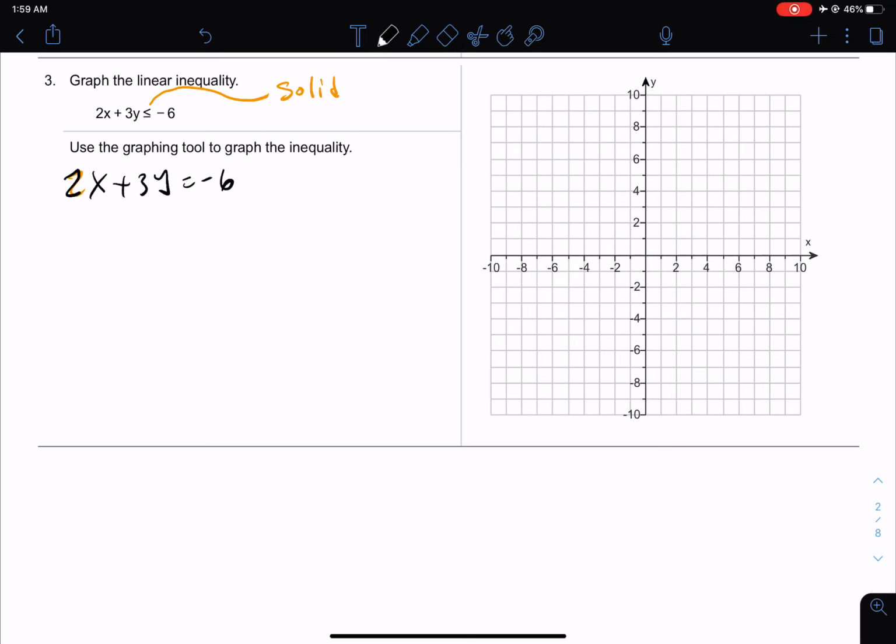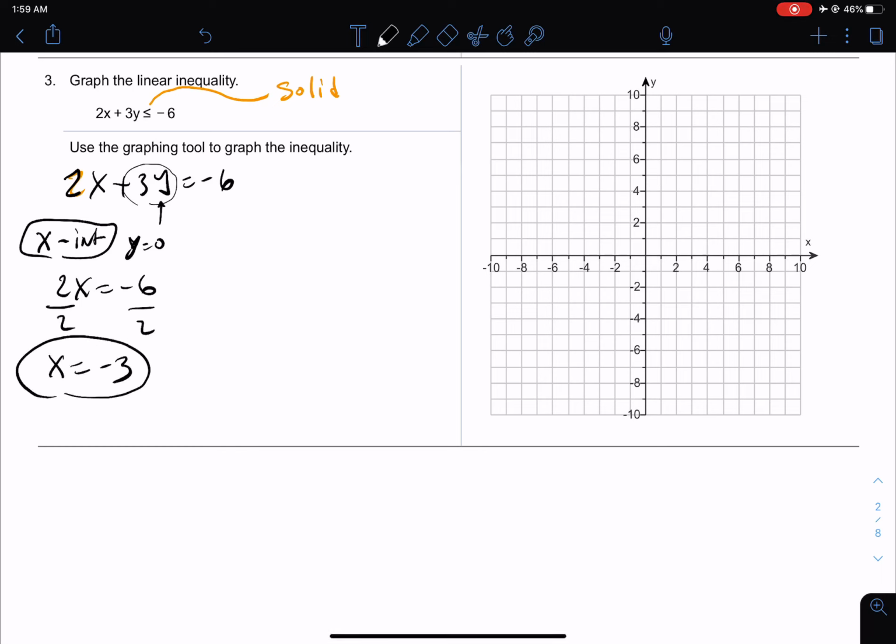Now, on a lot of these, what I would recommend is just to put it in slope-intercept form, because we're so good at graphing that. I do want to show this technique of using x and y intercepts, because that is also another way you can do this. So let's do this one. Probably the rest of them I'll just use slope-intercept form. But x-intercept: if I want my x-intercept, you have to set y equal to 0. And when you set y equal to 0, this whole term just becomes 0, and we're left with 2x equals negative 6, divide by 2, and we get x equals negative 3, right? And so that's nice, because our x-intercept is negative 3. And so we put a little negative 3 right there.